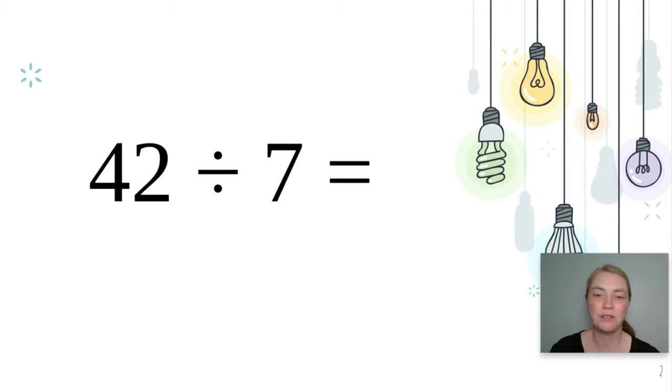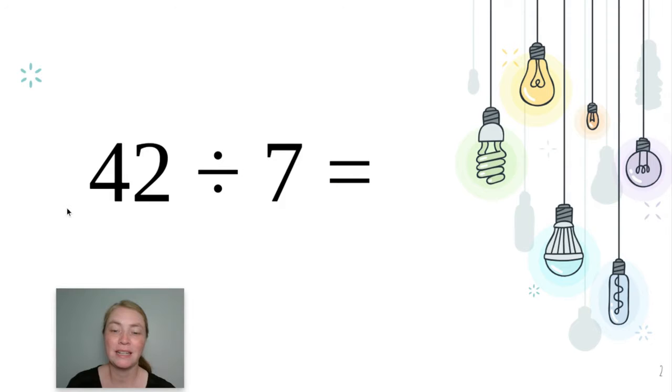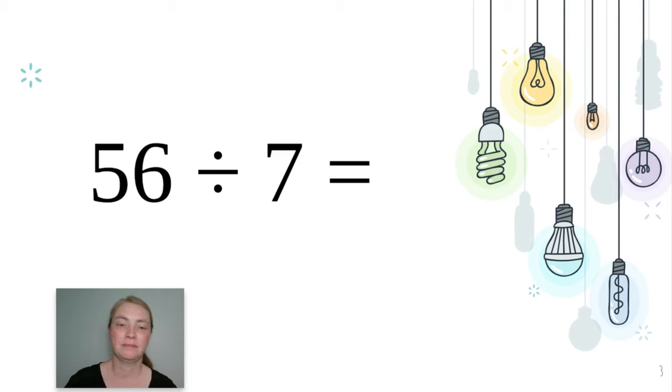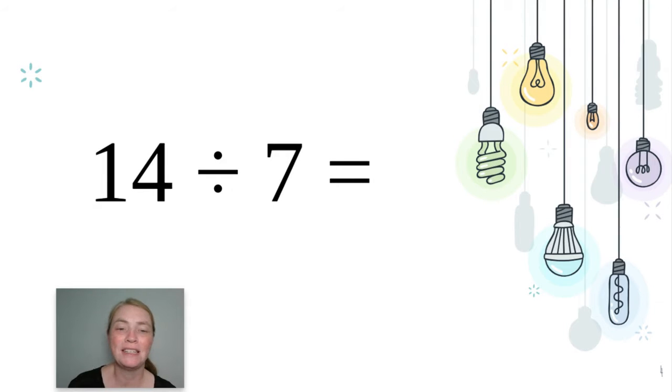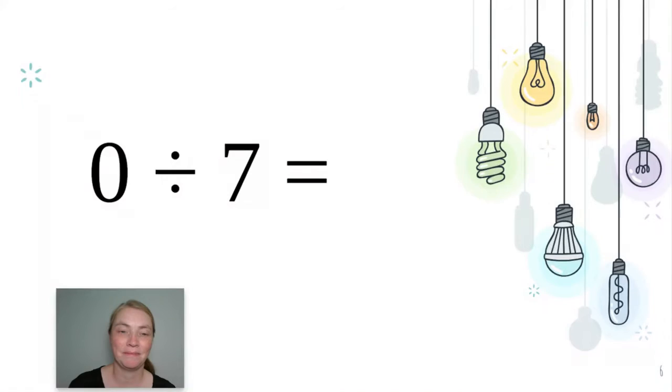42 divided by 7 is equal to, it's equal to 6. 56 divided by 7 is equal to, it's equal to 8. 14 divided by 7 is equal to, it's equal to 2. 70 divided by 7 is equal to, I know you know this one, the answer is 10. 0 divided by 7 is equal to, that's right, it's 0.